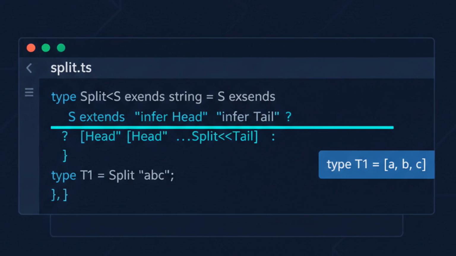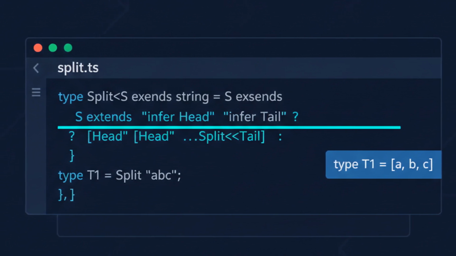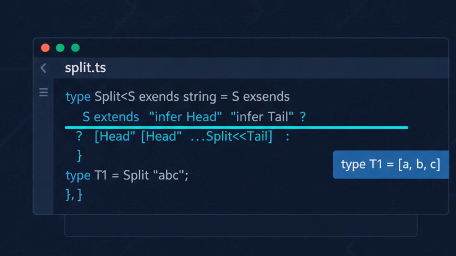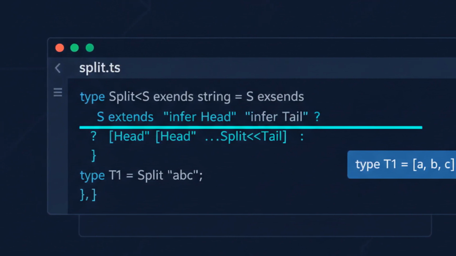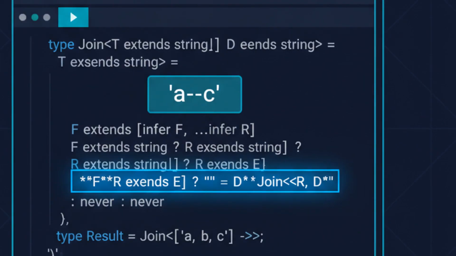Each recursion peels off one piece, then the base case handles whatever's left. This is type-level recursion, and it's surprisingly readable once you trace it. What goes apart can come back together.